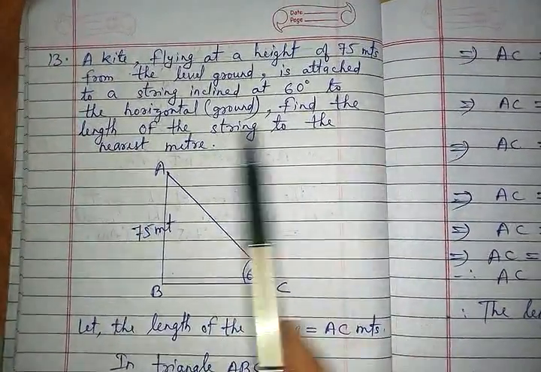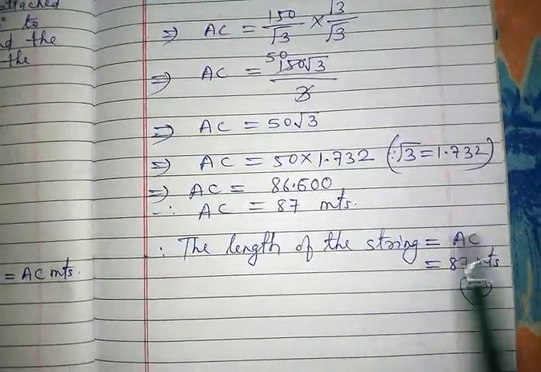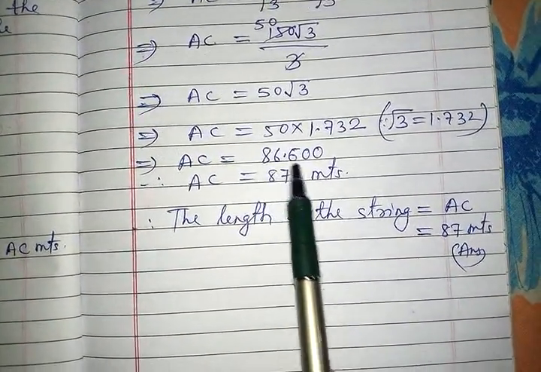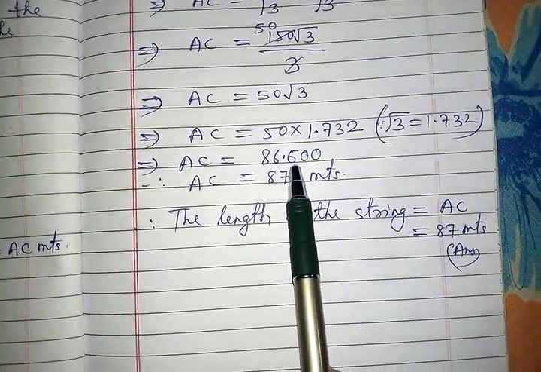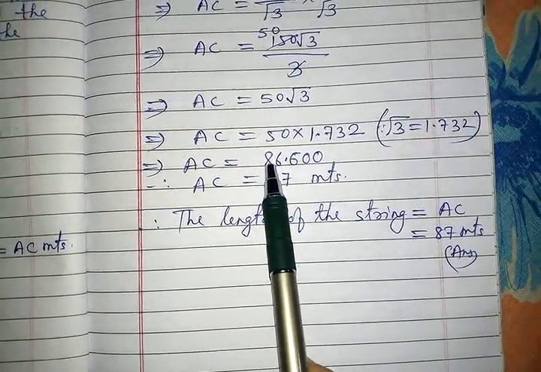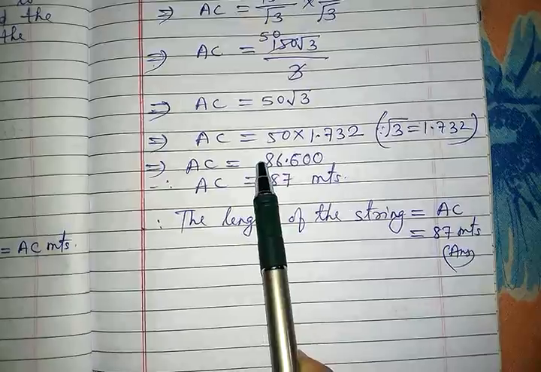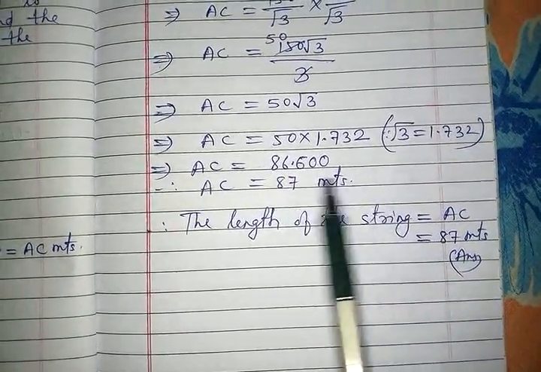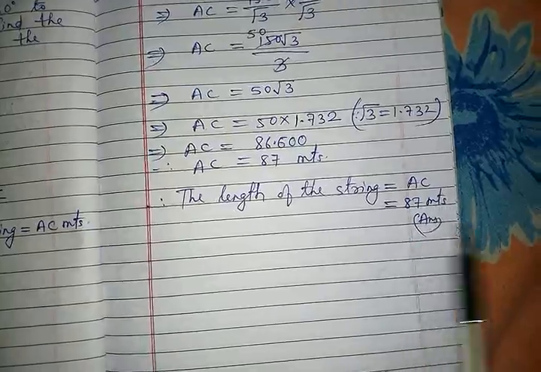But children, the question demanded to find the answer to the nearest meter. There should be no decimal. That's why 86 became 87, because after the point there is 6. Whenever after the point there is more than 5, this number increases one level up. That is, 86 became 87. So AC, that is the length of the string, is 87 meter.